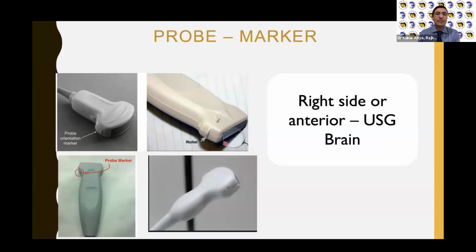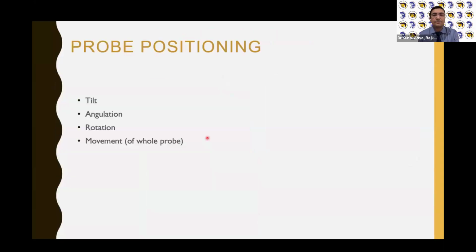On the probe, you see the markers. What you learned from Mohit Sahni sir's lecture is that you imagine a clock, and based on the timing, you decide whether it is the 11 o'clock, 12 o'clock or 3 o'clock position. In head ultrasound, we usually keep the marker on the right side, while in echocardiography, we keep it on the left side. Here, we keep it on the right side, or anteriorly. These are the commonest two positions where we keep our marker.